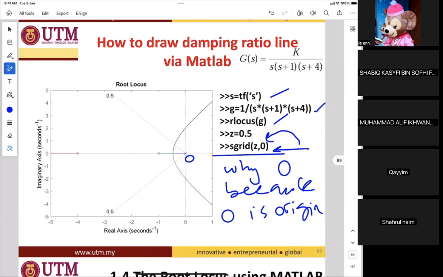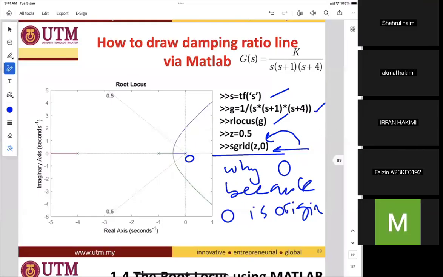Alif? Wrong answer. Why 0? Oyim? Yes, doctor. Why 0? Because it is at origin. Because 0 is origin. I already wrote my answer over here.